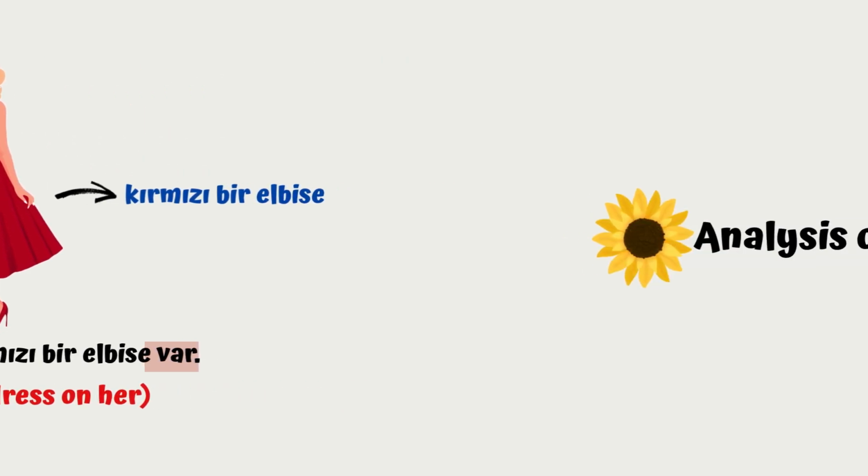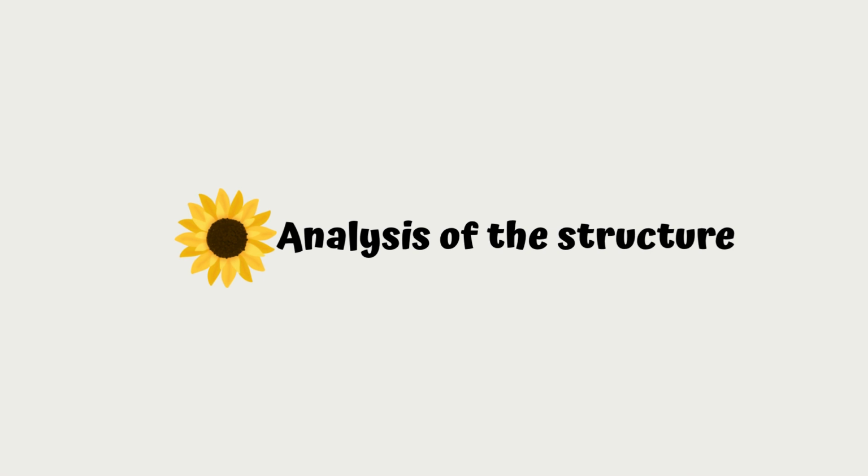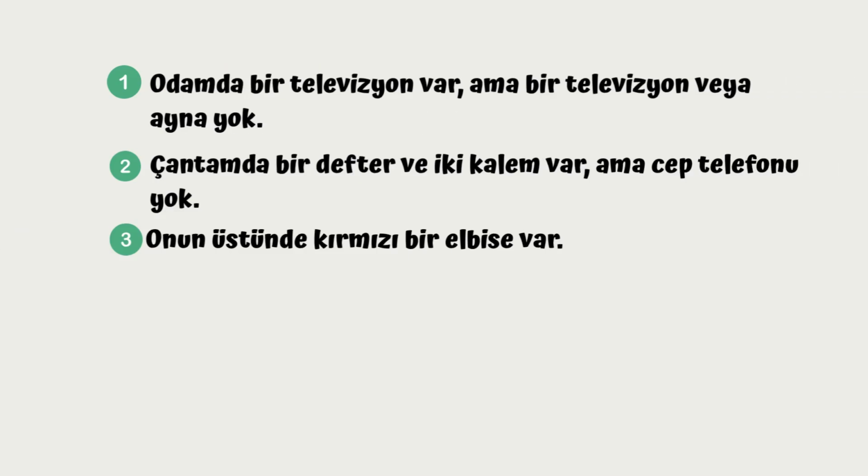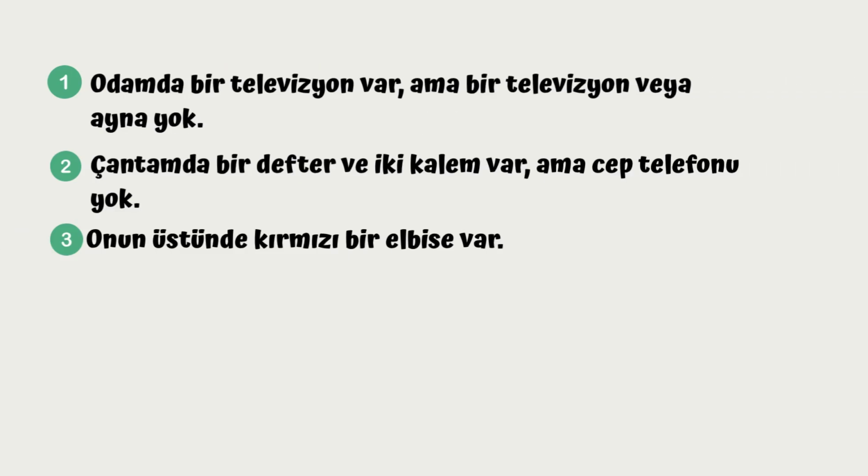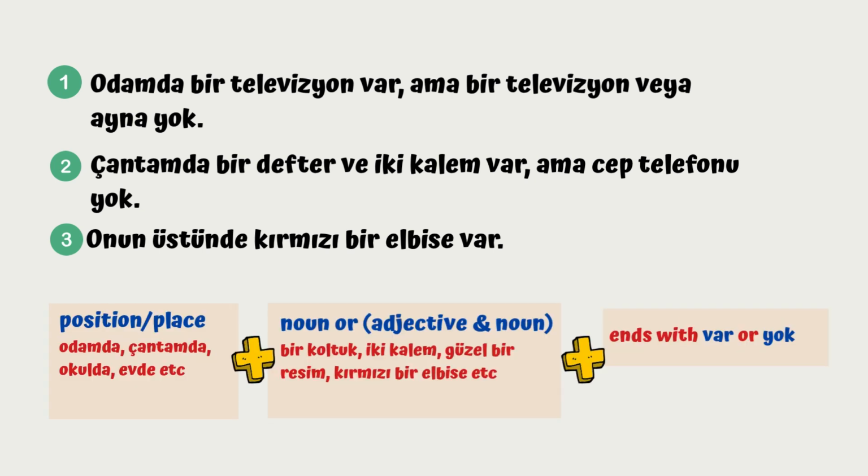So let's analyze the sentences and let's take a look at the structure a bit closer. So I put all the sentences here that we studied. Okay. So what do you notice? So as you see, all the sentences start with a position or a place, like we discussed this before. So it can be odamda, çantamda, okulda, evde, and ends with var or yok. And in the middle we have noun or adjective and noun, like bir koltuk, 2 kalem, güzel bir resim, kırmızı bir elbise.